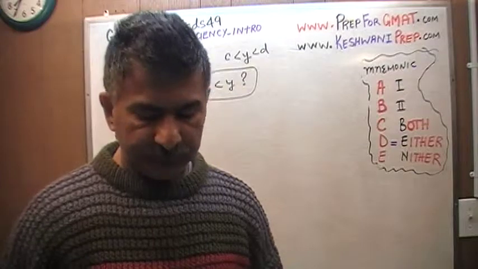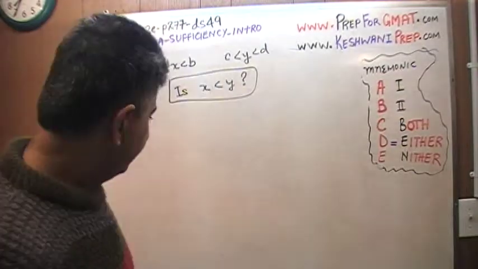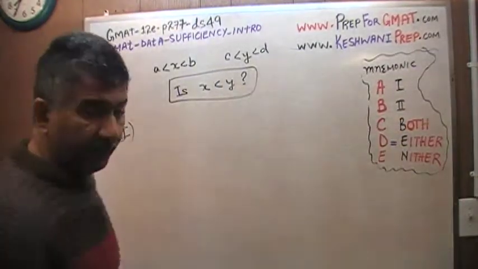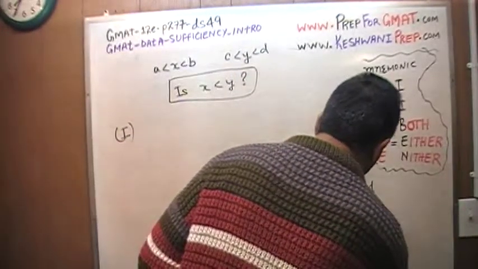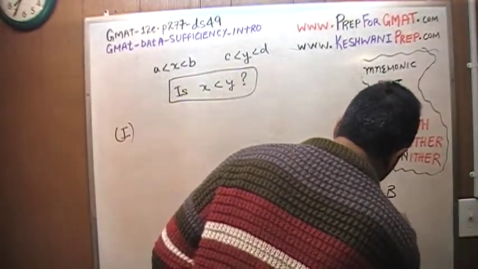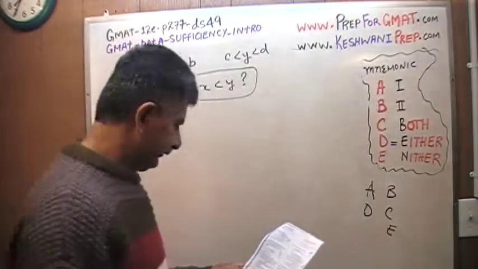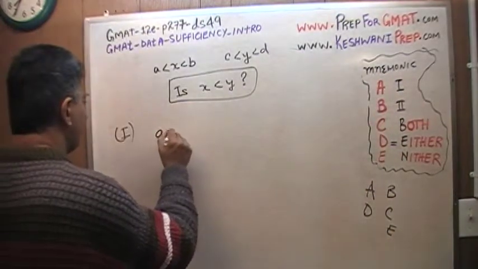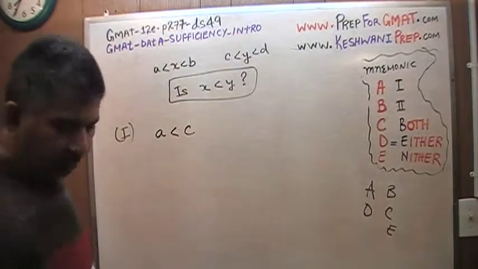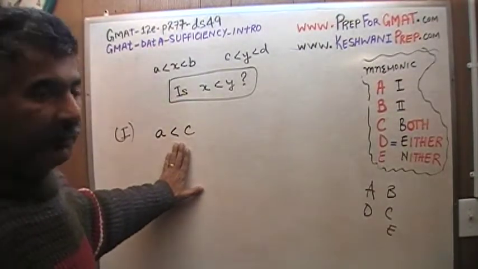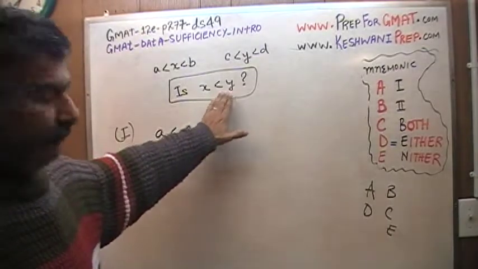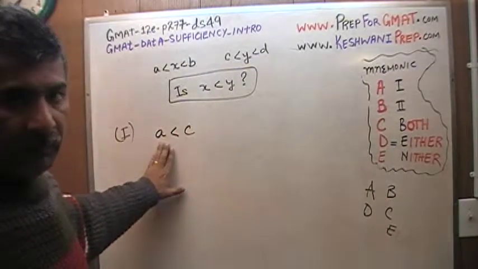Let's see if the first statement tells us anything. Since this is a data sufficiency problem, the very first thing we should do is write down A, D, B, C, E. The first statement tells us that A is less than C. Well, is that going to help us in determining whether or not x is less than y? What does the first statement tell us?